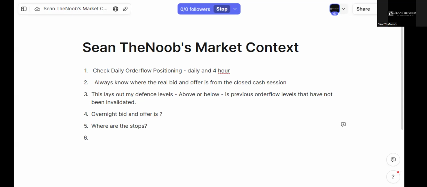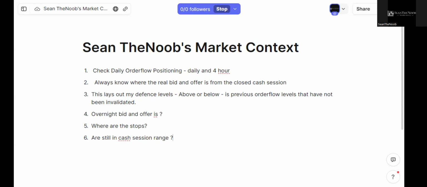Are we still in cash session range? This is something that more TPO and value traders look at, right? Like, are we trading within yesterday's value? I don't look at value anymore. I've done my TPO days, right? I don't really look at it anymore, but this is what guys will look at.